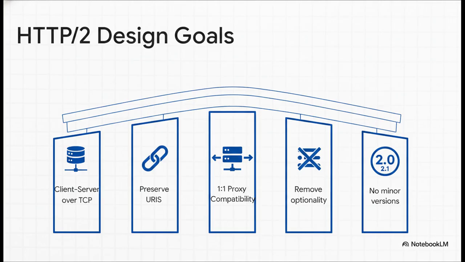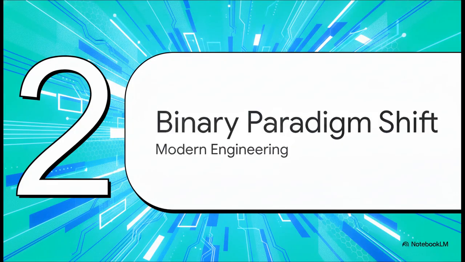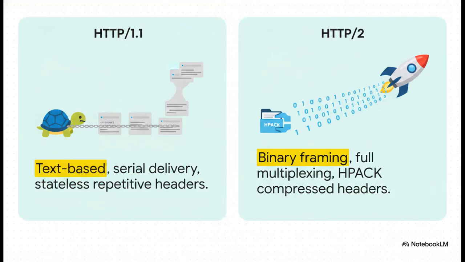Ultimately, HTTP/2 had to fundamentally change how data was transported without changing how REST APIs or standard HTTP semantics actually function under the hood. Moving on to Section 2, the binary paradigm shift. If we put these two side by side, the differences are just stark. HTTP/1.1 was entirely text-based, using ASCII. It relied on serial delivery and used stateless, highly repetitive headers. But HTTP/2 shifts to binary framing, it unlocks full multiplexing, and introduces HPACK compressed headers.